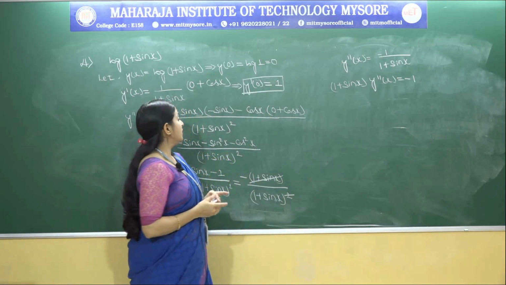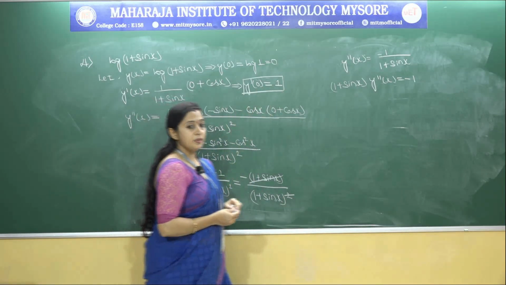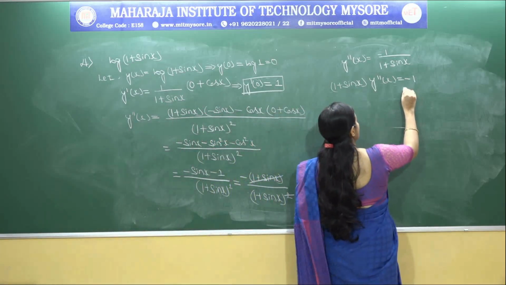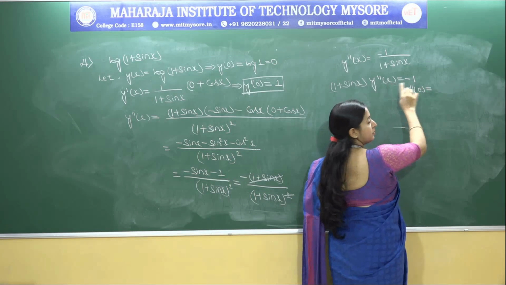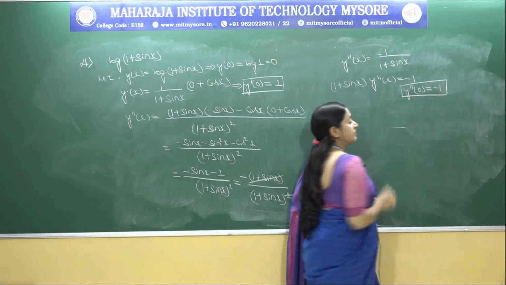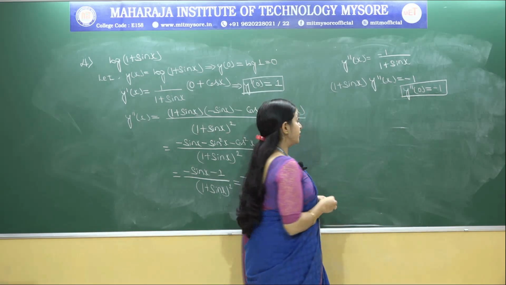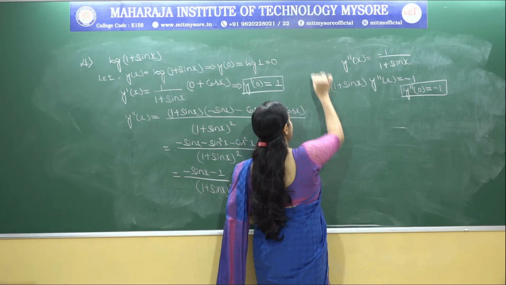So y of 0, you got the answer as 0. The y dash of 0 is 1. You check for the y double dash of x. So the y double dash of 0, 1 plus 0 is 0, this multiplication, so you will get the minus 1. Then take the next differentiation. So these two are different functions, so I take the product rule.